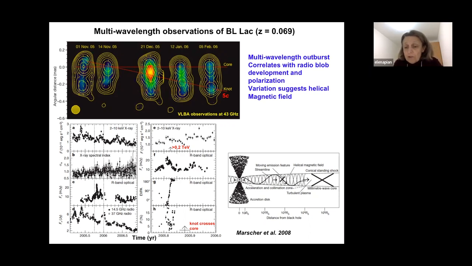This is a complex behavior that was explained with an empirical heuristic model that you see in the right panel. It shows a jet with a helical magnetic field, and the departure of the knot from the center is accompanied by the flare at all other wavelengths. Then the knot becomes visible in radio, and it triggers a second flare, which you can see in X-rays and R-band around the end of 2005. So in this particular case, the availability of polarization information guided the modeling of the start and development of the outburst.